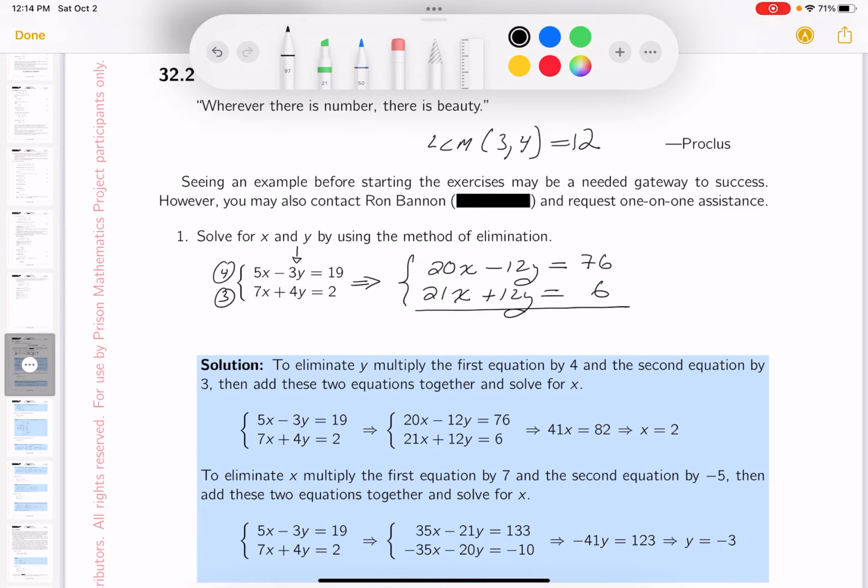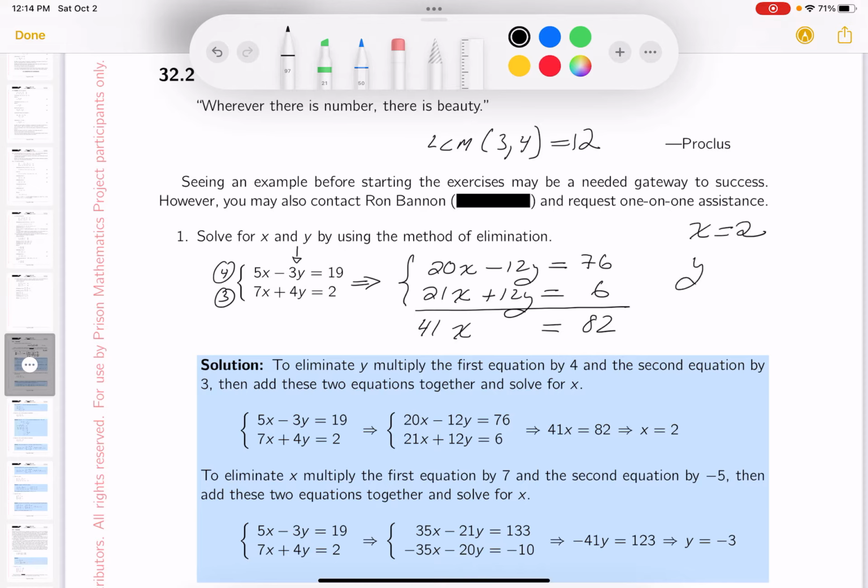Then what we're going to do is add them together. This technique is also called the addition technique. Some people call it elimination, some people call it addition. So what do you get? You're going to get 41x. The y's disappear, and you get 82. Well, lo and behold, x turns out to be quite a simple number. What is that number? x equals 2.